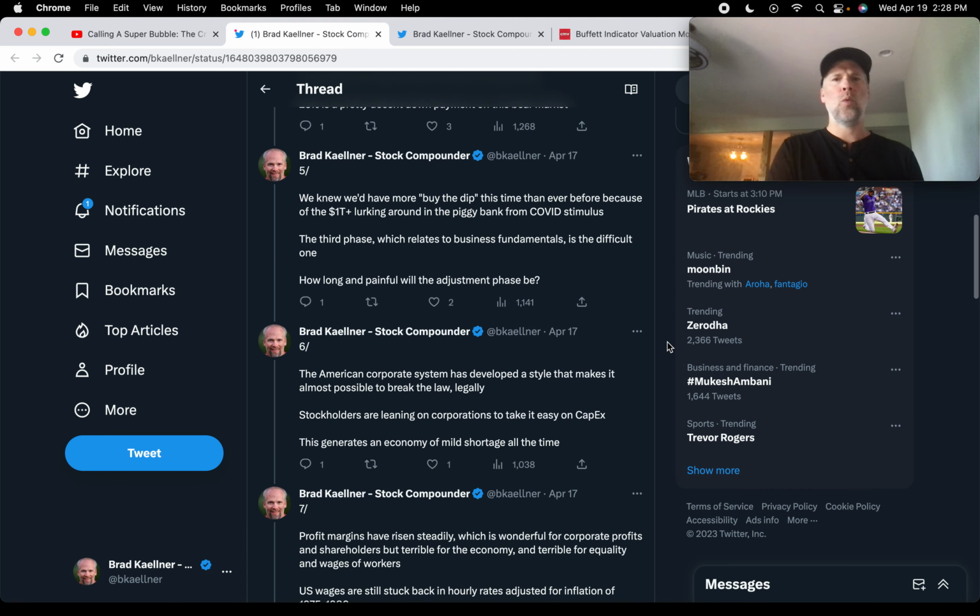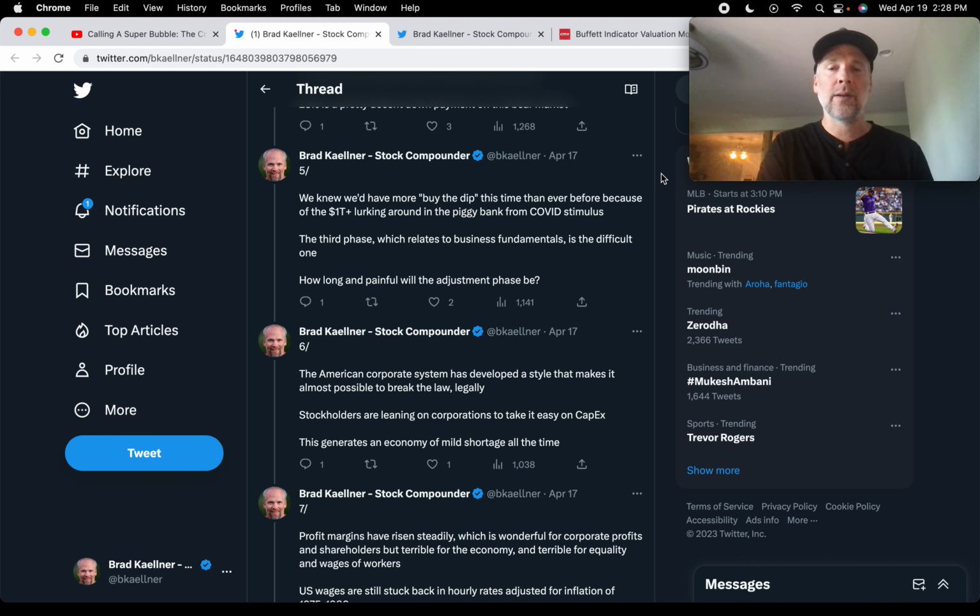The next point, we knew we'd have more buy the dip this time than ever before because of the $1 trillion lurking around in the piggy banks of U.S. citizens from COVID stimulus. The third phase, which relates to business fundamentals, is the difficult one. And we haven't really gotten there yet, according to Grantham. How long and painful will that adjustment phase be?